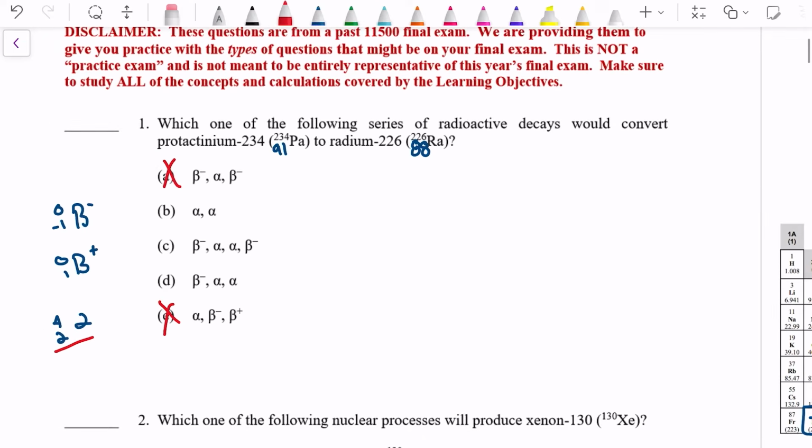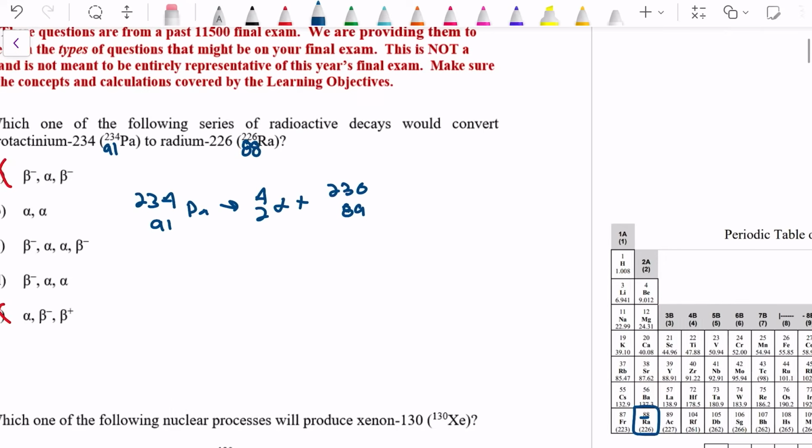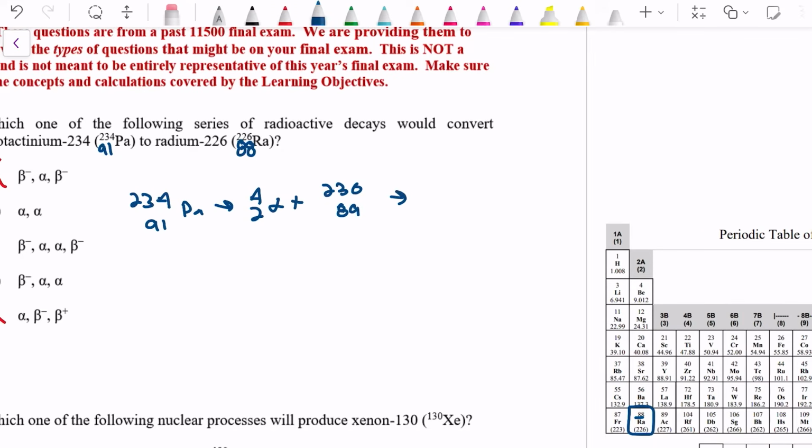So let's just figure out how many beta minus particles we need to apply. Let's take our initial example, 234, 91, which is Pa, going through alpha decay twice. I'll write out this example. Then we will have 230 and 89. I don't care about what element that is, so I'll leave that blank. If we go through alpha decay again, it's a 4, and we're going to have 226 and 87.